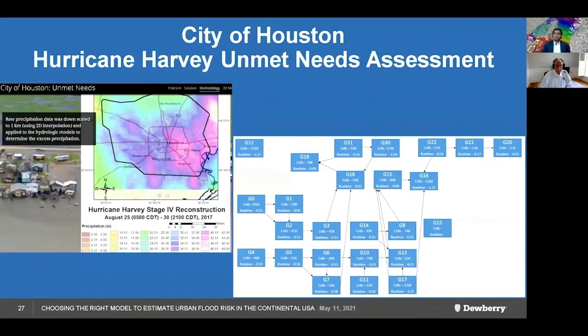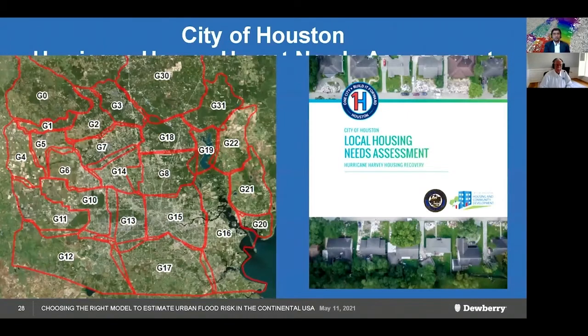Thank you, John. So moving on to some large-scale studies that we have been able to successfully implement using RAS-2D. The first one is the City of Houston unmet needs right after Hurricane Harvey. Dewberry generated an unmet needs estimate using a 2D hydraulic model that spanned 1,500 square miles of Houston city and the vicinity. Precipitation data was downscaled and reconstructed and applied as meteorological forcing on the 2D mesh.